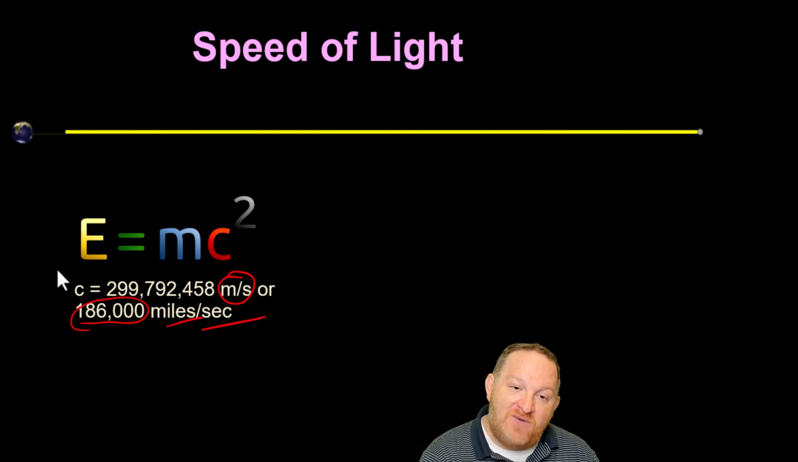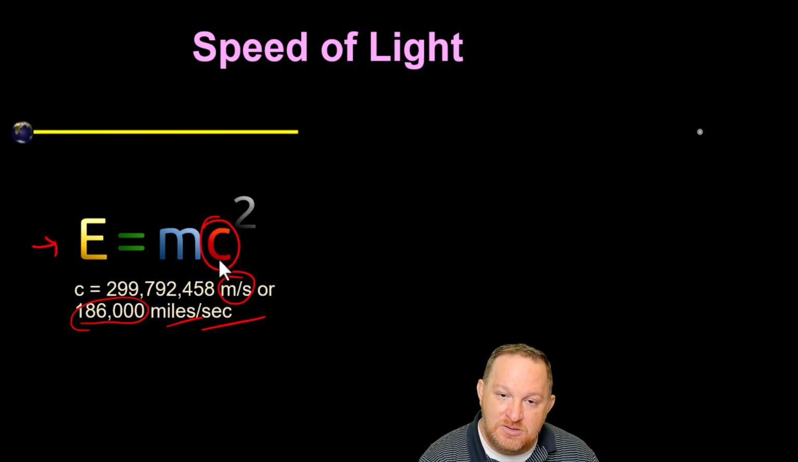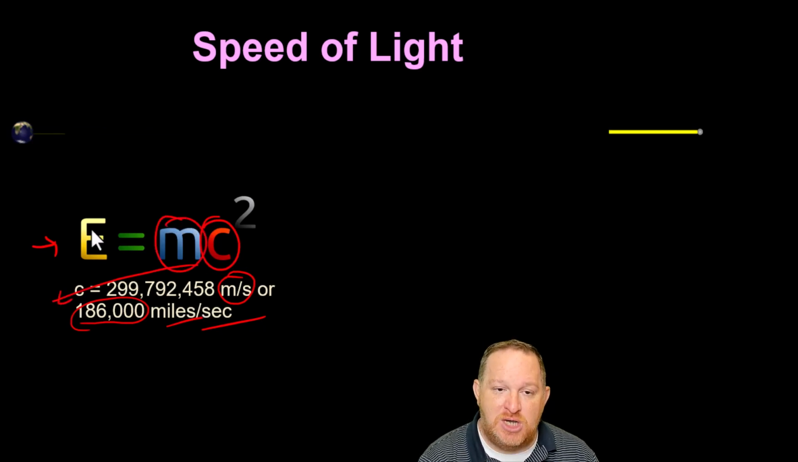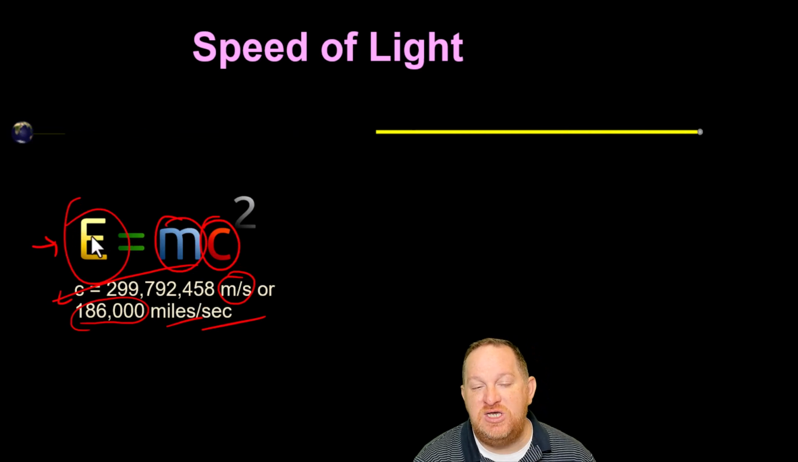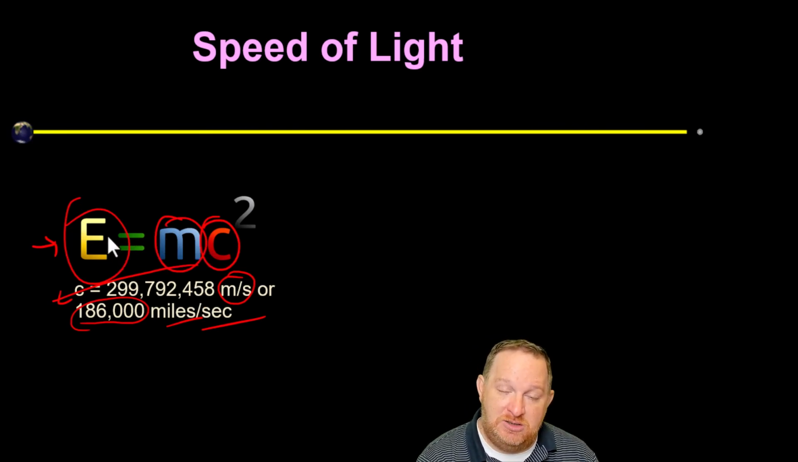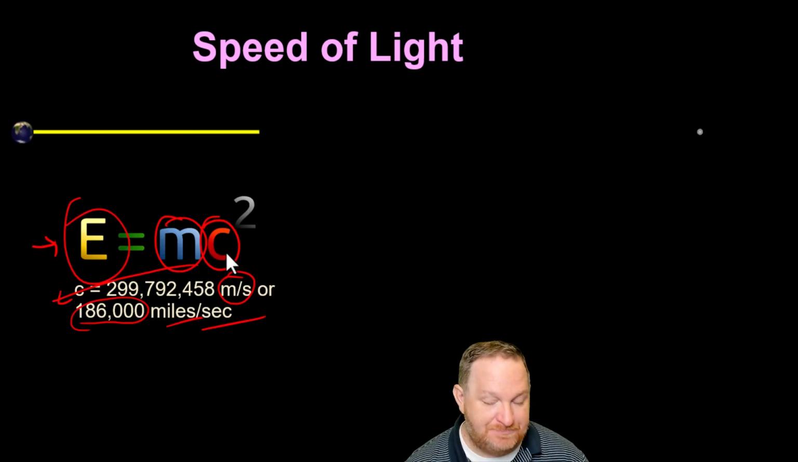Now, in Einstein's famous equation, E equals mc squared, the c is the speed of light. m is the mass of an object. E is the energy from that. So he's proposing that objects of mass have energy and it's relative to the speed of light.